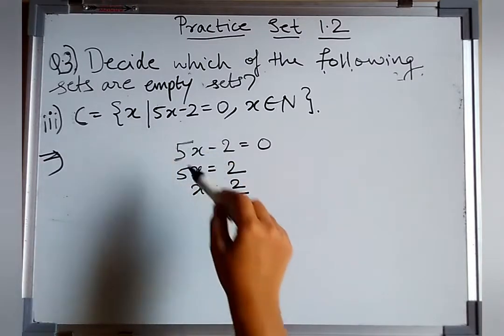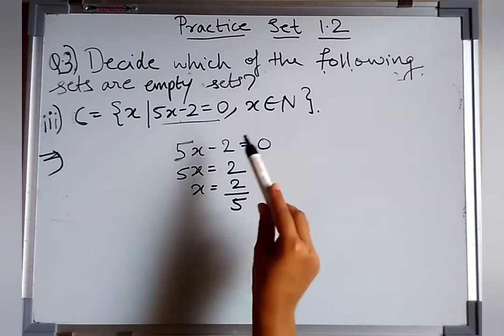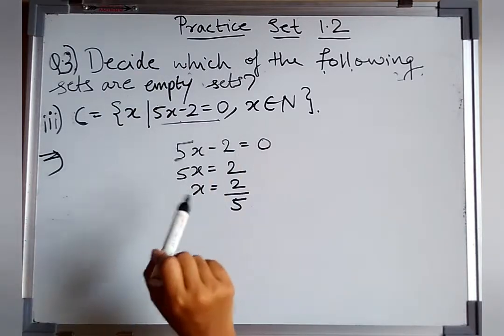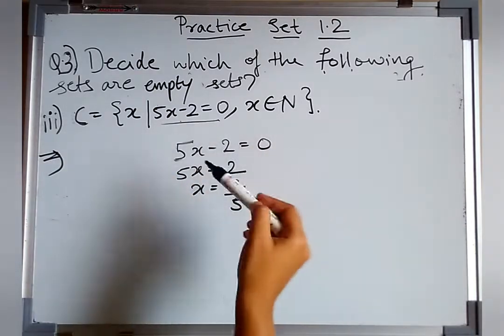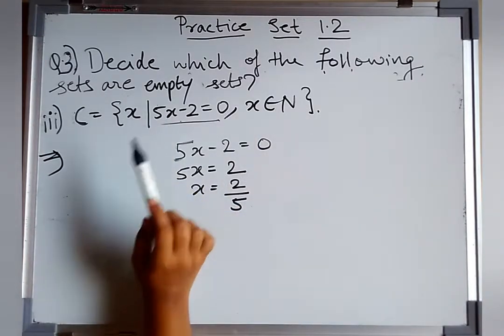Now from this equation we got x to be 2 by 5. Now 2 by 5 is not a natural number. So again we cannot find any x such that it is a natural number and it is satisfying this equation.